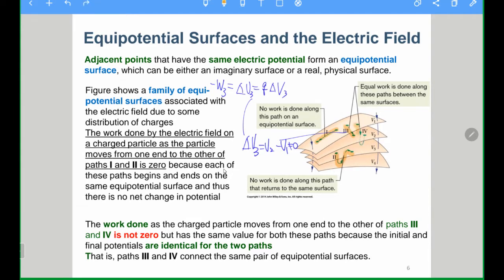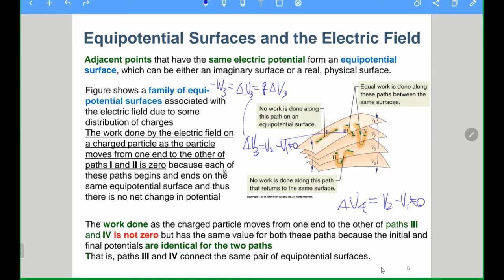Path 4 starts from V1, goes a bit over, and then goes back to V2. So here, delta V4 is actually V2 minus V1, which is not 0. In this case, the work done for it is not 0 either. So this is path 3, and path 4 connects the same pair of equal potential circuits.